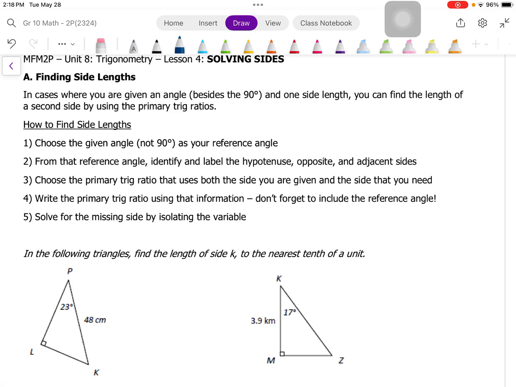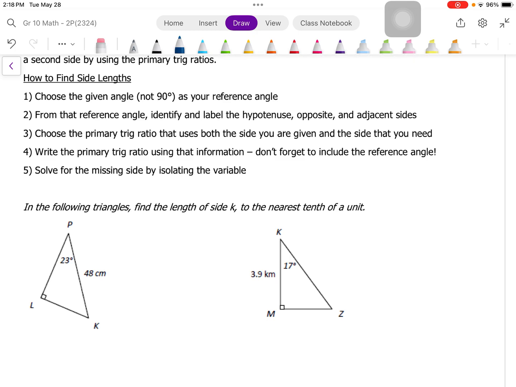In this lesson, we're going to learn how to solve for sides of a right-angled triangle by using primary trig ratios. So the first thing we're going to do is choose the angle that we're using. It cannot be the 90-degree angle, the right angle that we have. Then we're going to label the hypotenuse, opposite, and adjacent sides based on the reference angle. And then we're going to figure out which primary trig ratio is going to use the sides that we have. And then once we write our primary trig ratio with all the pieces of information we have, we will then solve for the missing side.